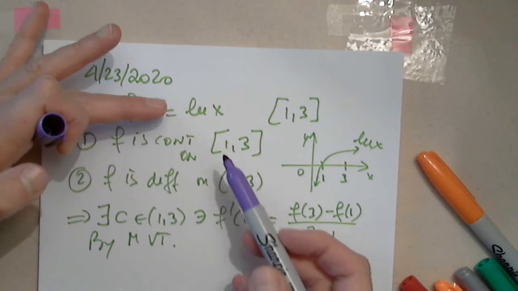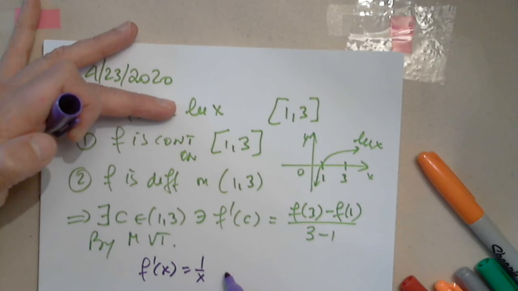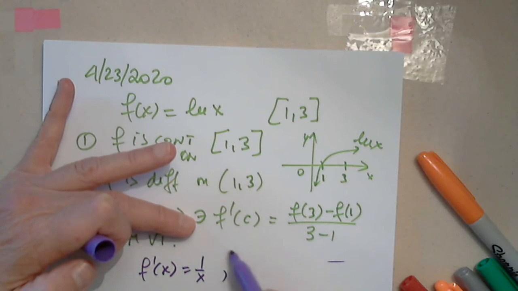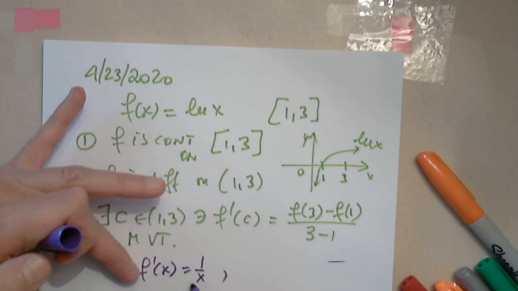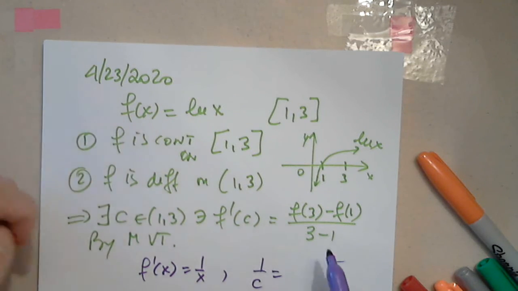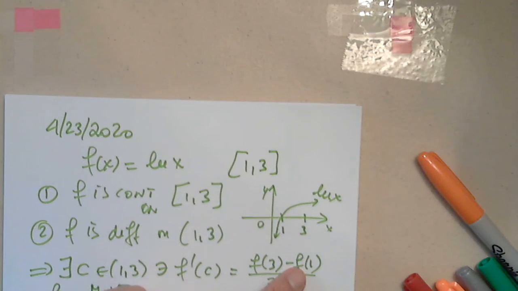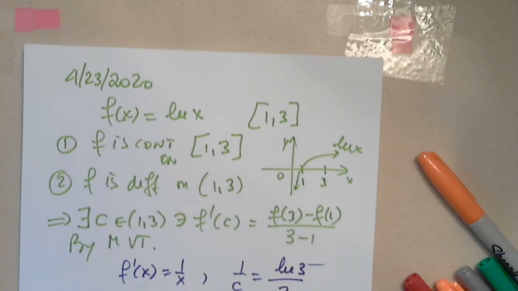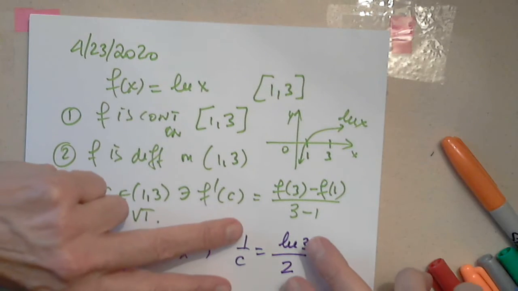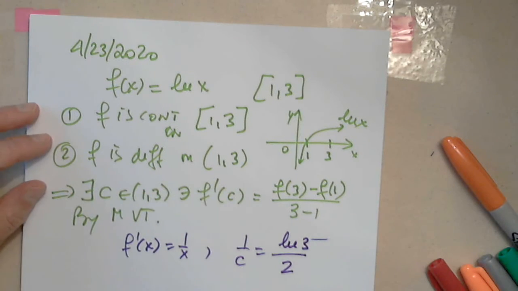So next, I find the derivative. f prime of x is 1 over x. In order to create this equation, on the left-hand side I replace x by c. So I have 1 over c equals f of 3, which is simply natural log 3, minus natural log 1, which is 0, divided by 3 minus 1, which is 2. And this is a proportion. In a proportion, you can flip both sides. And that's how you get your c.